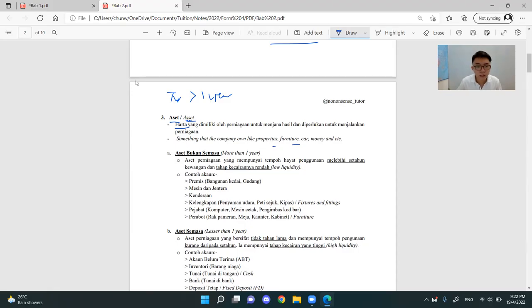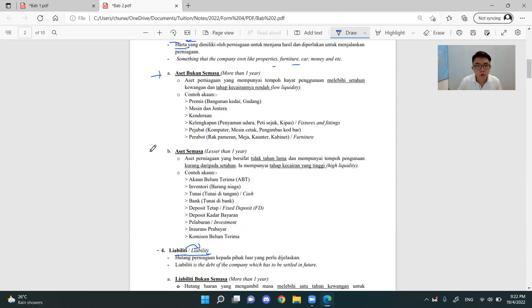So in asset, we will break down into two parts: aset bukan semasa and aset semasa. And what is aset bukan semasa? Aset bukan semasa is anything that is more than 1 year. Lebih daripada 1 tahun, we call it aset bukan semasa. Contoh, premise. What is premise? Premise means bangunan, kedai and so on. When you look at all the shops, the tall building, KLCC, all this, we call premise. So now, this premise can be more than 1 year.